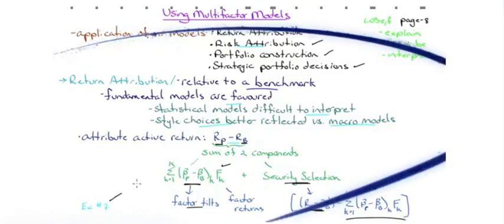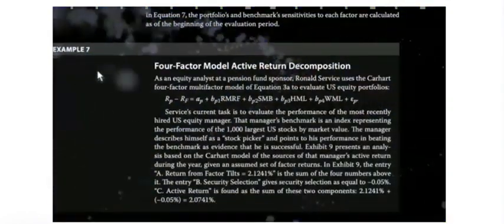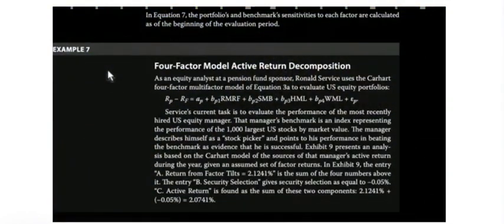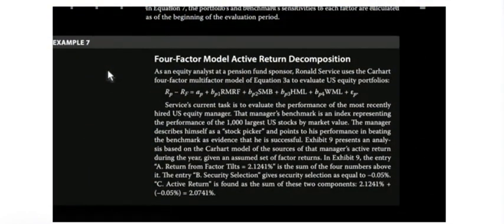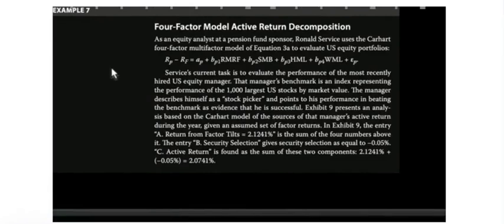Let's walk through example 7. Four-factor model active return decomposition. As an equity analyst at a pension fund sponsor, Ronald Service uses the Carhart four-factor multifactor model of equation 3A to evaluate U.S. equity portfolios. And it just replicates the model.